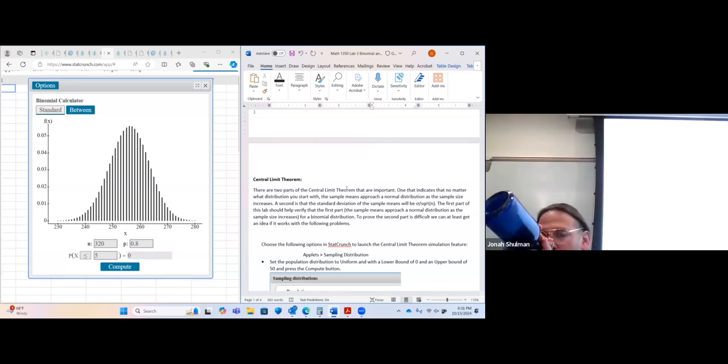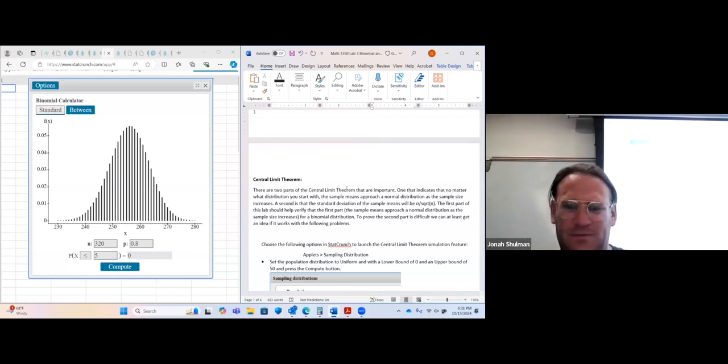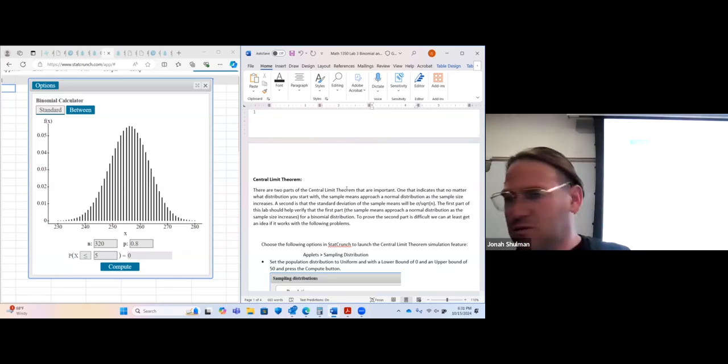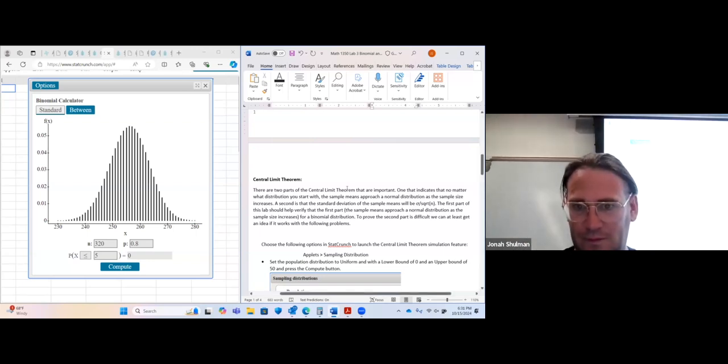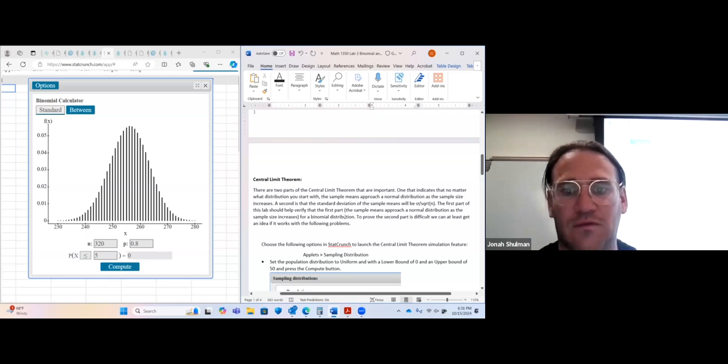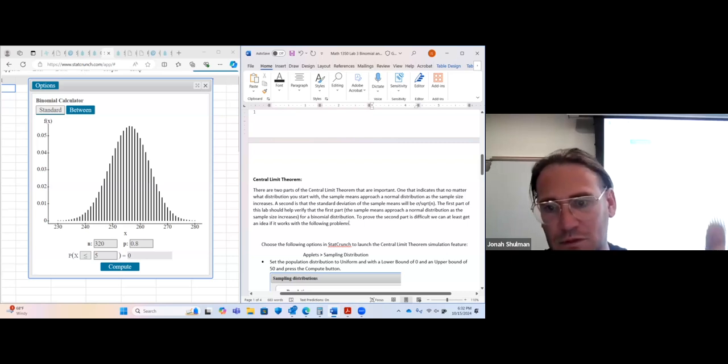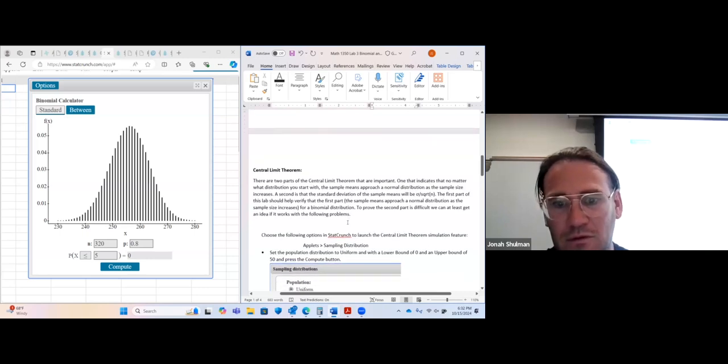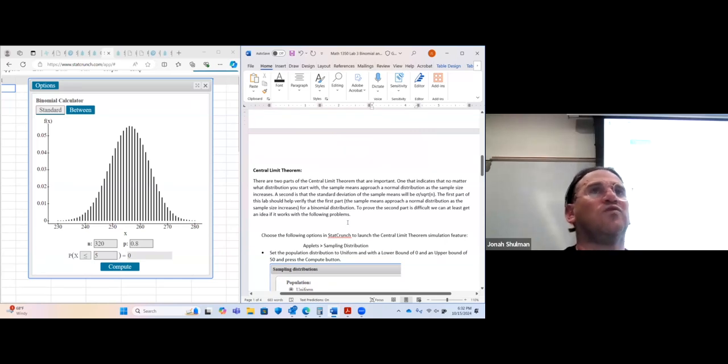There are two parts of the central limit theorem that are important. One indicates that no matter what distribution you start with, the sample means approach a normal distribution as the sample size increases. A second is that the standard deviation of the sample means will be the standard deviation over the square root of n. The first part of this lab should help verify that the sample means approach a normal distribution as the sample size increases for a binomial distribution. To prove the second part is difficult, we can at least get an idea if it works with the following problems.